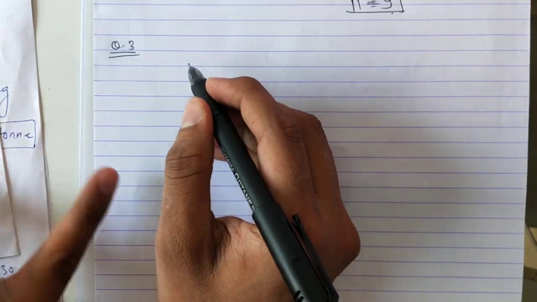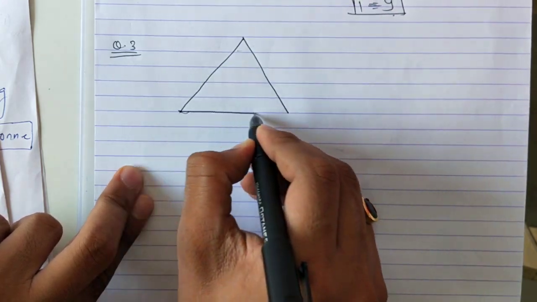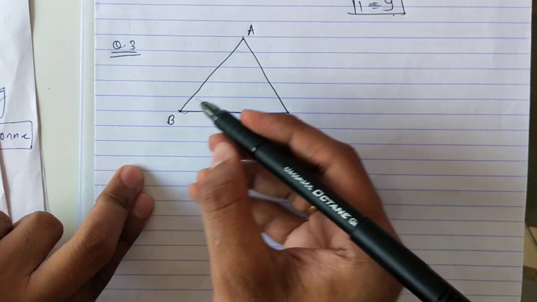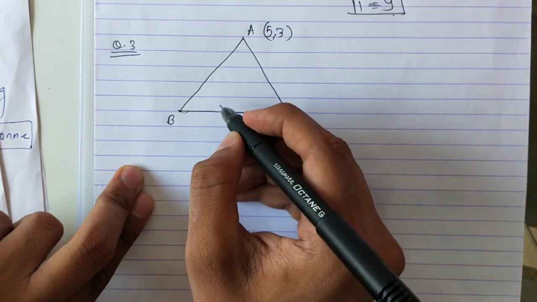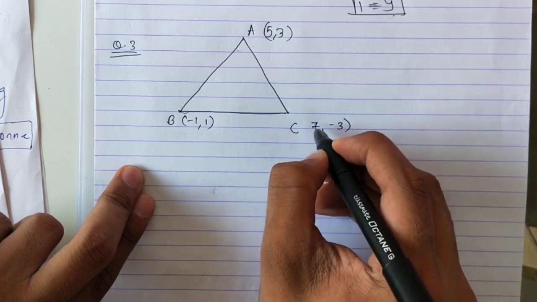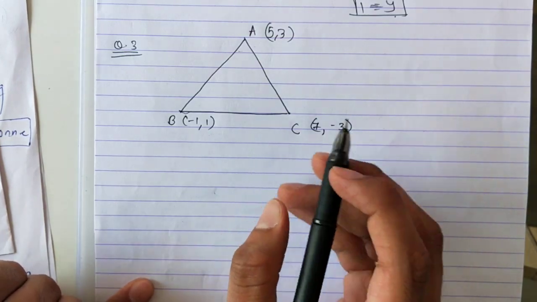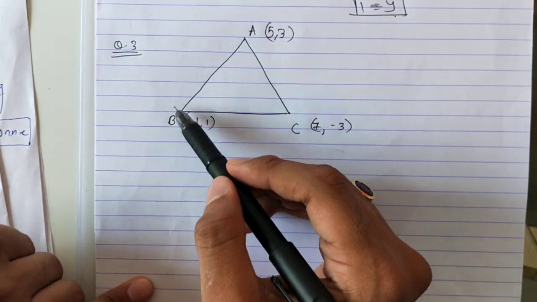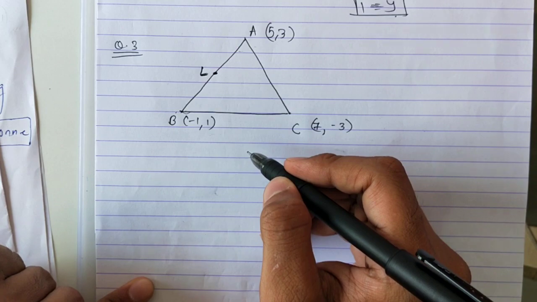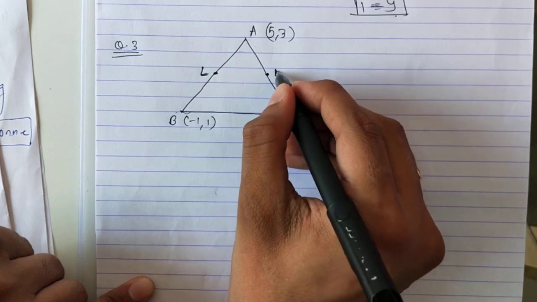In the third question, we have a triangle ABC where A is given as (5, 3), B is given as (-1, 1), and C is given as (7, -3). All three coordinates are given. They have said that L is the midpoint of AB, so L is here, and M is the midpoint of AC, so M is here.